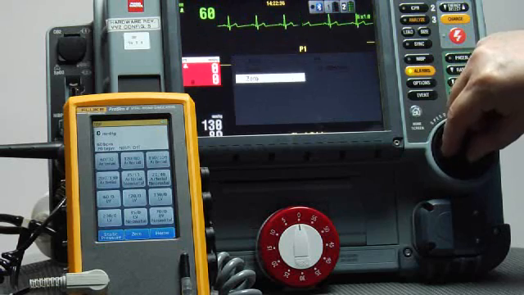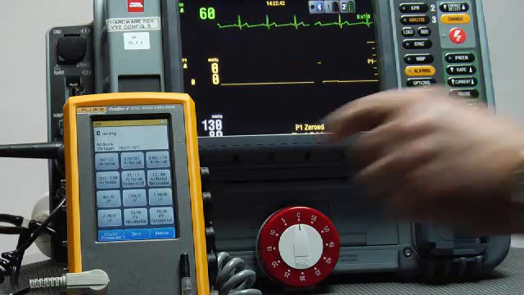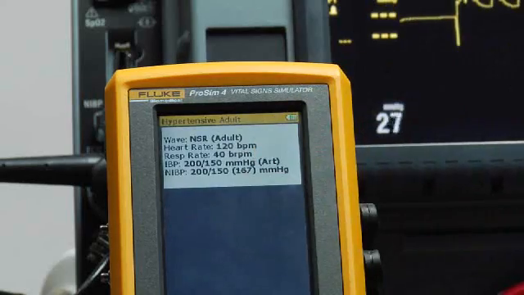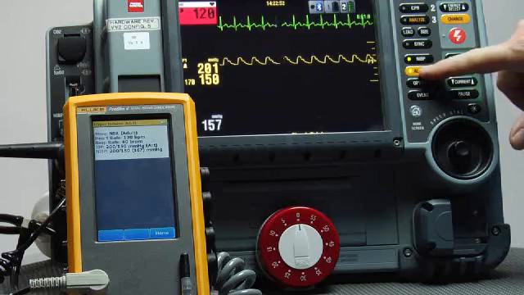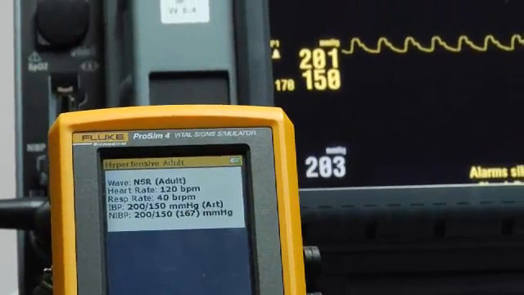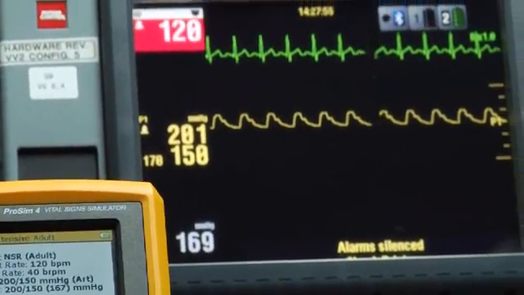invasive blood pressure, zero it. As soon as it tells me it's zeroed, then I can continue on. Back to home, hypertensive patient, start an NIBP reading. The alarm is sounding, and I'll silence the audible here just so we can talk over it. But the point is that we have triggered an audible and a visual alarm. We're measuring a blood pressure reading.